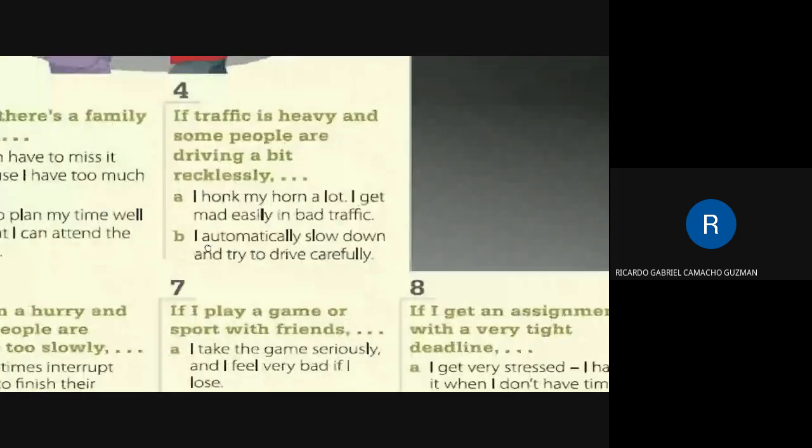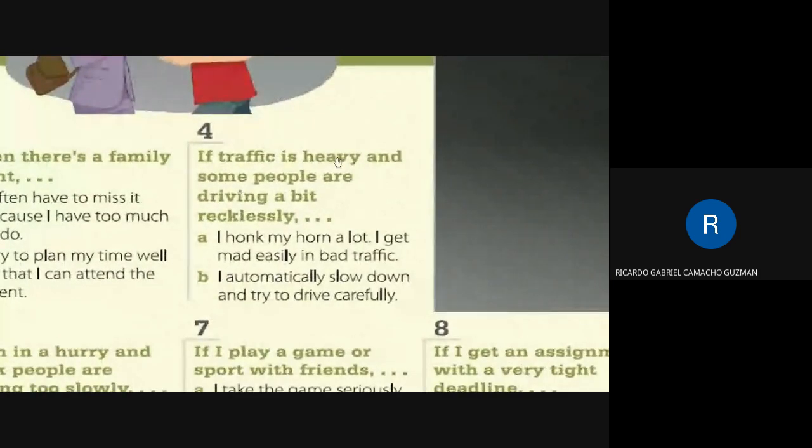All right. Anyways, number four says: if traffic is heavy and some people are driving a bit recklessly, I honk my horn a lot and get mad easily in bad traffic, or I automatically slow down and try to drive carefully. I am totally letter A. The one that says they are driving a bit recklessly.